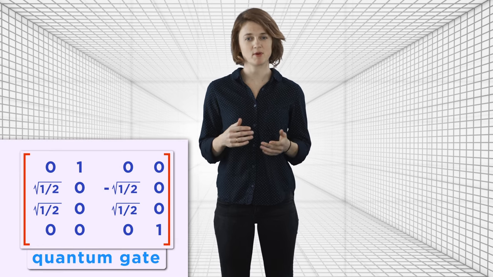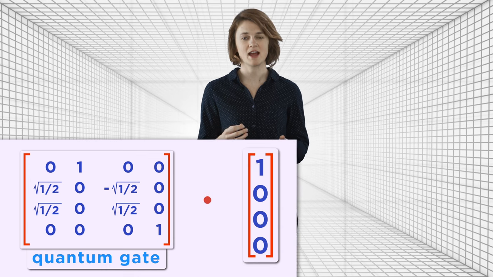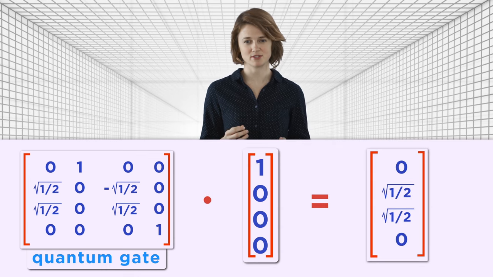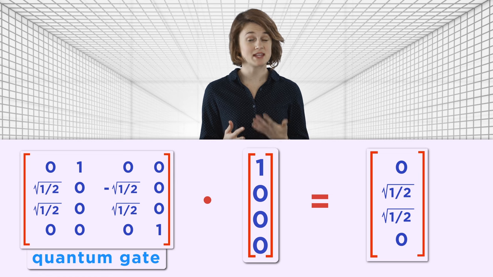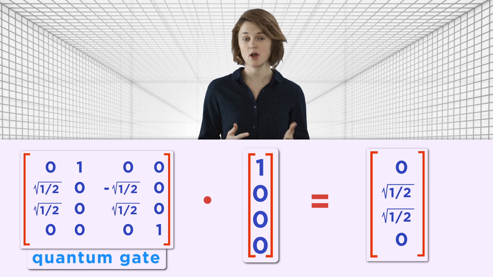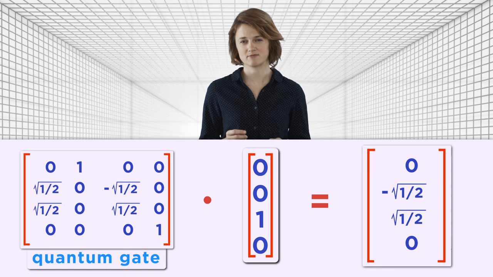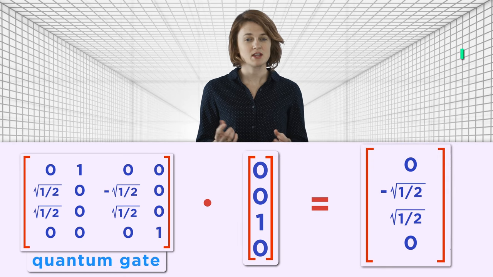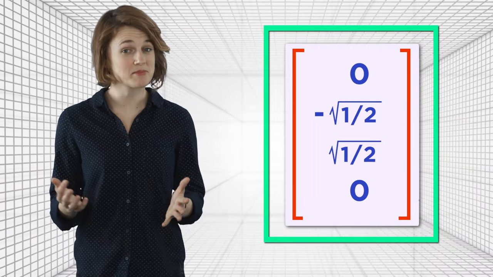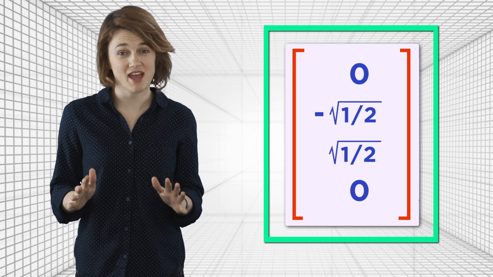Okay, here comes the caveat I mentioned earlier. We just applied this quantum gate to the state 0, 0, represented by this vector, and got this state as a result. But if we apply the same gate to state 1, 0, represented by this vector, we get this state as a result. What's funny about that? The superposition has negative numbers in it, and that's totally okay.